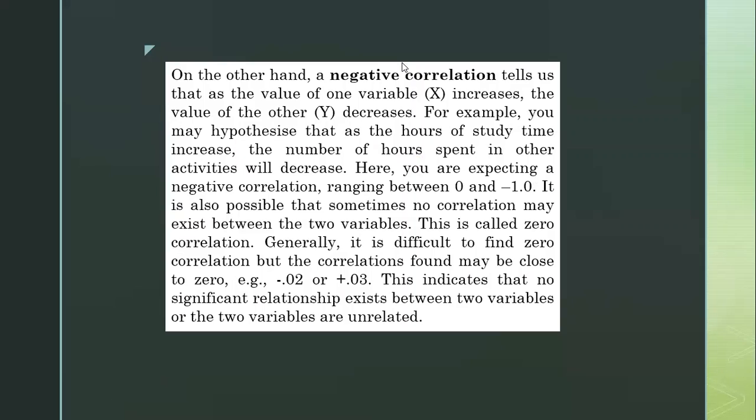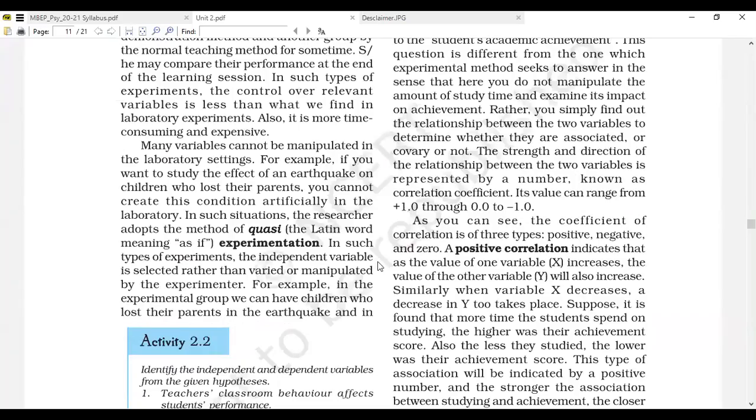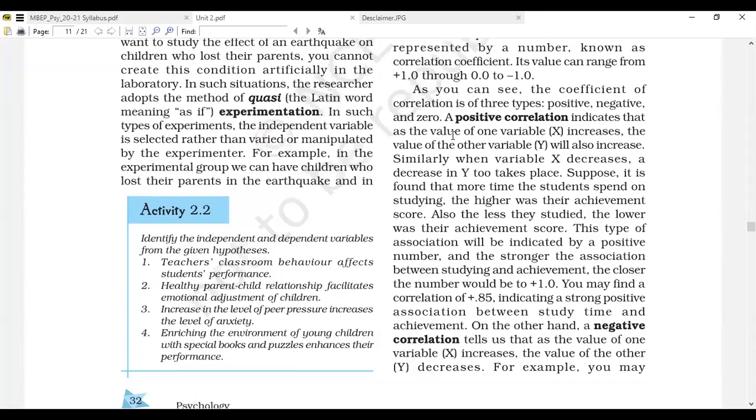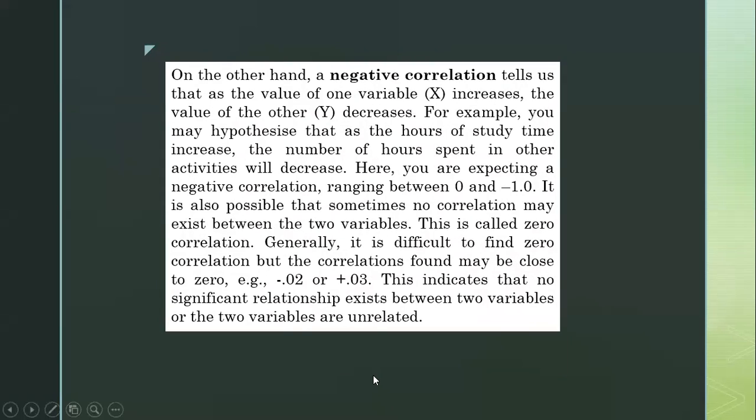On the other hand, negative correlation. Sorry, I think I missed a word here. I just need to take the help of the material. This is unit 2, right? Yeah, I think the positive correlation. Did I miss that word? Yes, I missed this one. So let us proceed with the material.